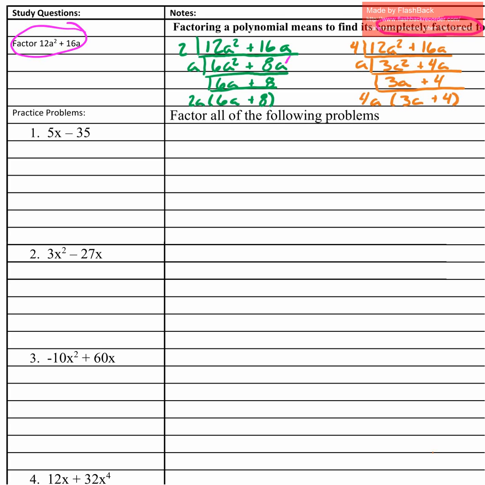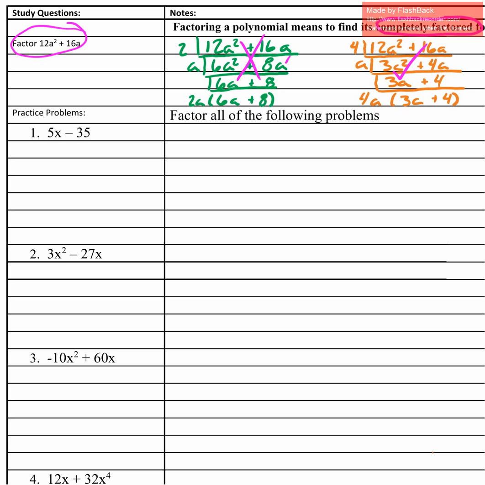Over here, my orange person right here, they took out a 4. So 12 divided by 4 is 3, and 16 divided by 4 is 4. And then they did the same thing with the A's. This one is actually incorrect, and this one would be correct.